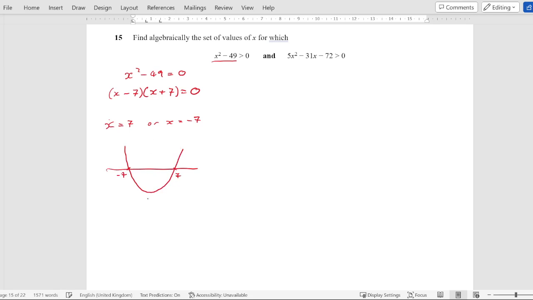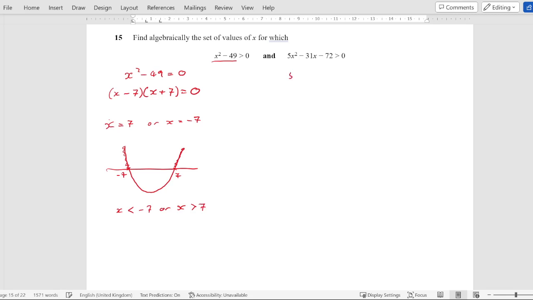We don't need to worry about the y coordinate, but the bit of the graph that I'm after is where the graph is greater than 0. This is the 0 line, so the graph is greater than 0 along this line here and this line here. So in terms of an inequality, the regions that satisfy this inequality alone are when x is less than minus 7 or when x is greater than 7.